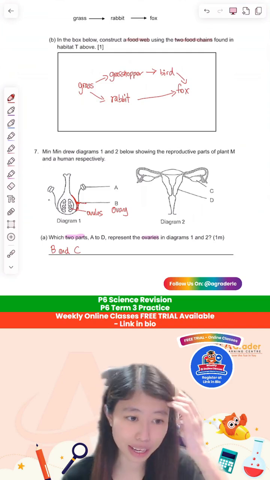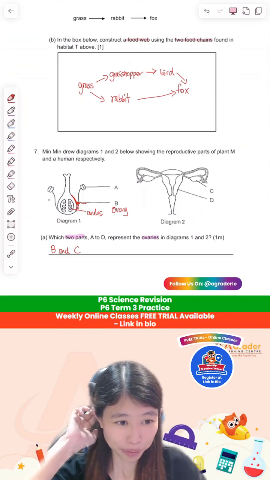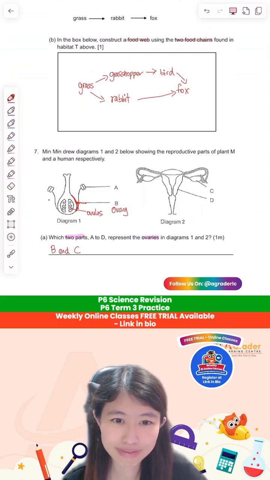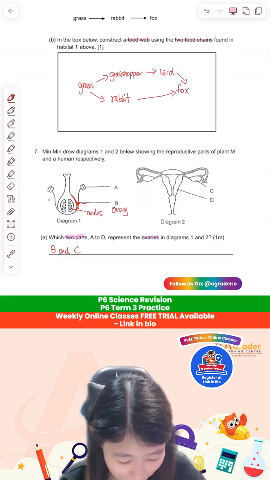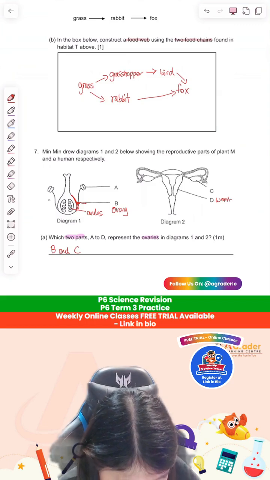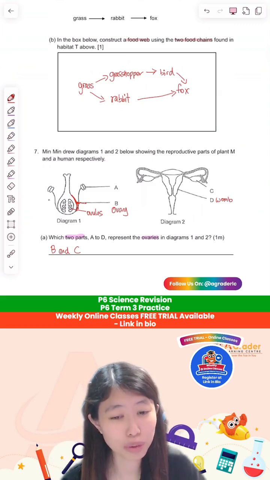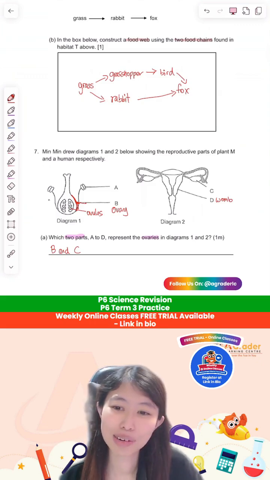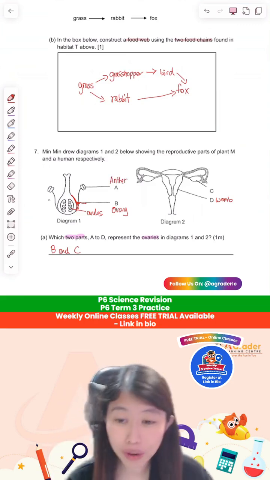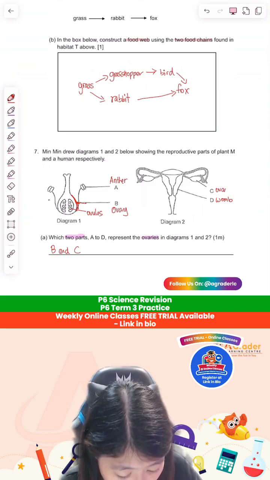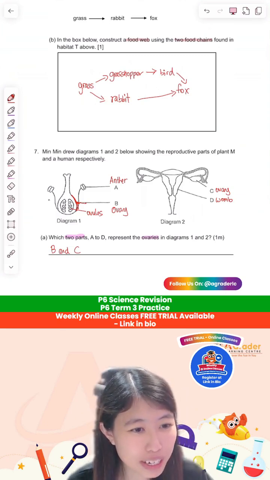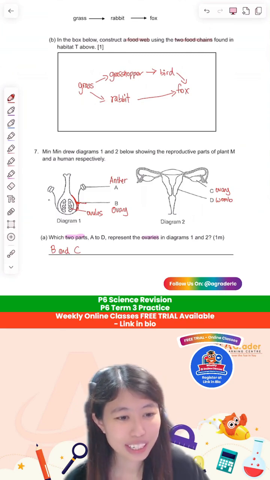Does anyone know what A is? What is A called? Part D is called the womb, but in secondary school they don't use the word womb, they use the word uterus. A is the anther, very good. And then C would be the ovary as mentioned in part A. Very good. Thank you for all your answers, everybody. Charlene, Felix, thank you. Cheyenne, thank you.